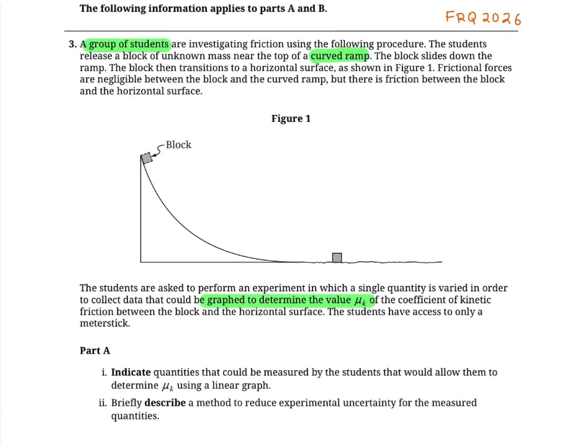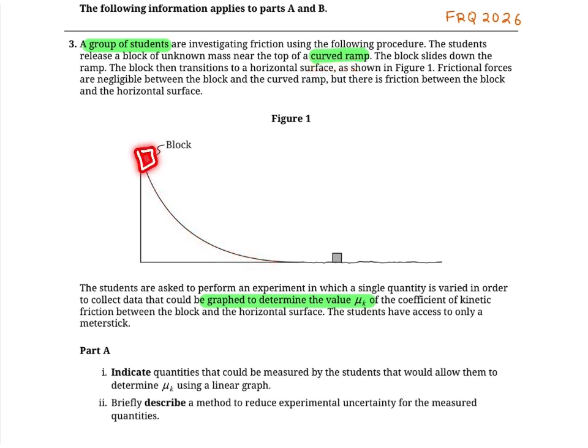So this is FRQ 2026 question number 3. This is actually an experimental setup to determine kinetic friction of surfaces which are in contact. So in this experiment, the student releases a block of unknown mass near the top of this curved ramp.